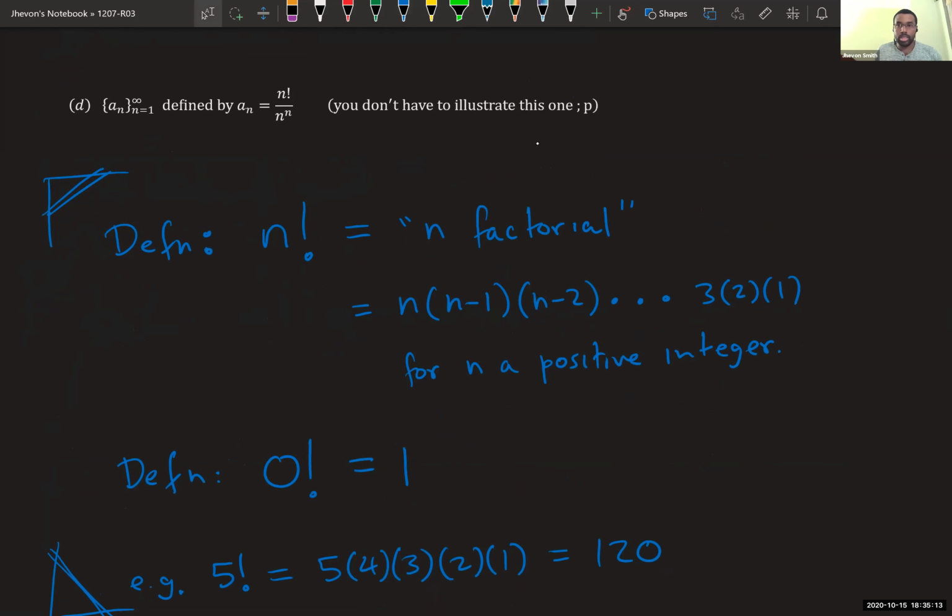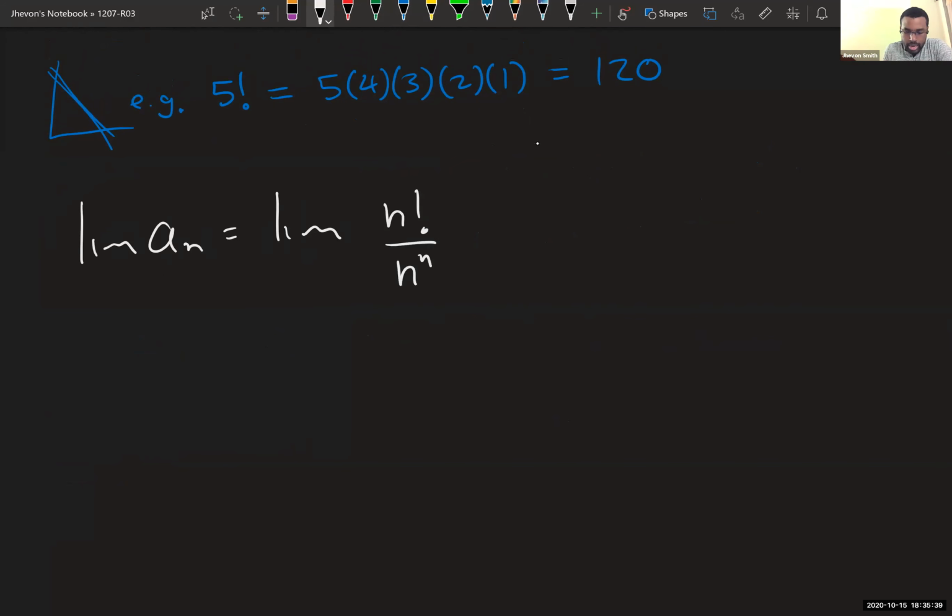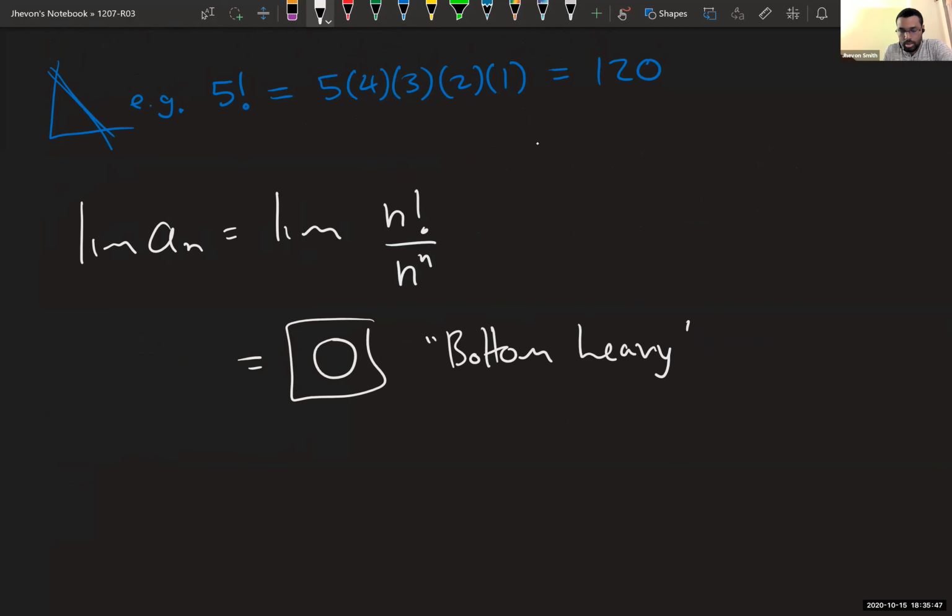That being said, tell me about this sequence. I defined a sequence like n factorial divided by n to the n. Does it converge? Wouldn't it converge to 0 because the bottom's growing faster than the top? Right. So remember from our limits discussion that n to the n grows faster than n factorial, a lot faster. So if we look at the limit of a_n, this is the limit of n factorial over n to the n, and this is 0 because it's bottom heavy. The n to the n overwhelms the numerator.